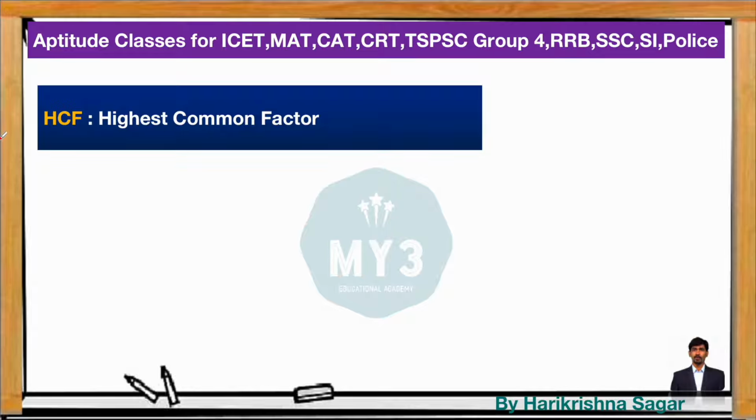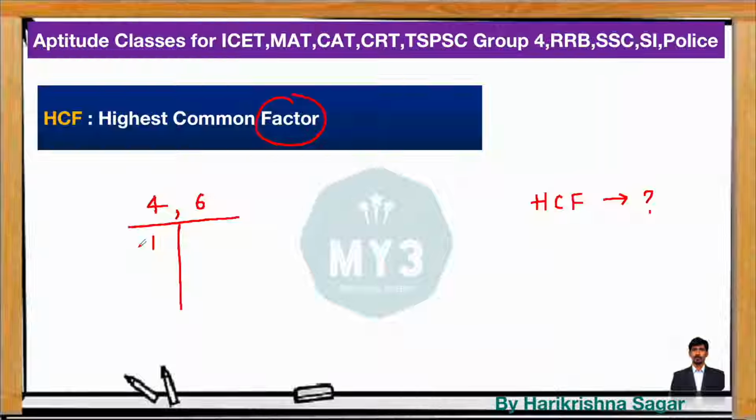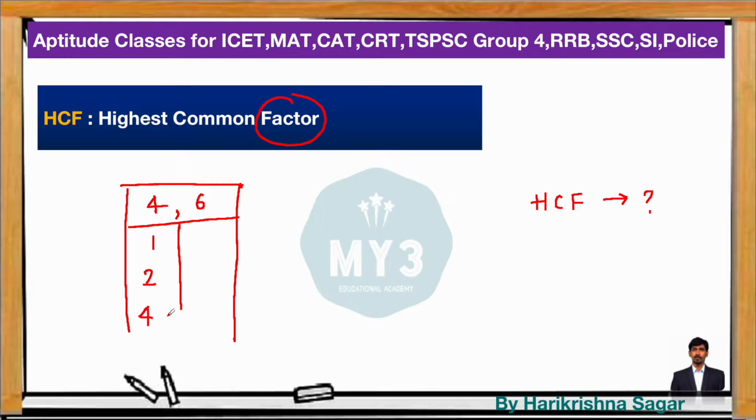Let's start with the basic concept of HCF. What is HCF basically? HCF means highest common factor. For example, we have numbers like 4, 6 and you want to find out the HCF of these numbers. Because HCF is indicating highest common factor, talking about the factors of the numbers, I am taking factors of 4. What are the factors of 4? Factors means the numbers which can completely divide the given number. That means the factors of 4 are nothing but 1, 2, 4.